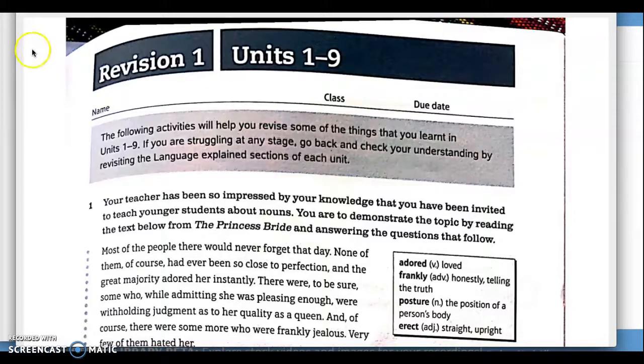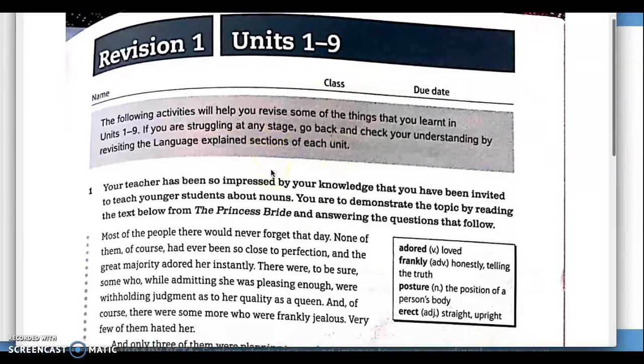Okay, so the following activities will help you to revise some of the things that you've learned in Units 1 to 9. So that's what we've done up so far. If you're struggling at any stage, go back and check your understanding by revisiting the Language Explain sections of each unit. If you don't have your book with you, you can just check on the internet for the terms and find out what they mean by then, okay?